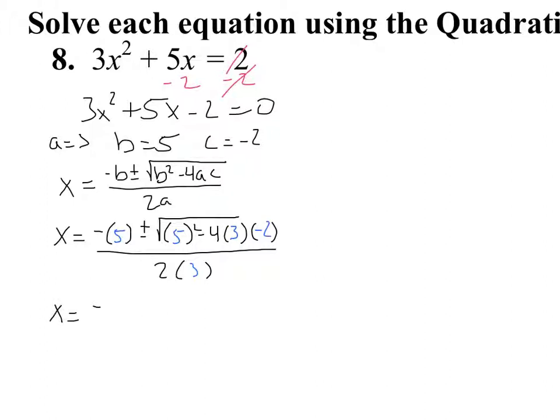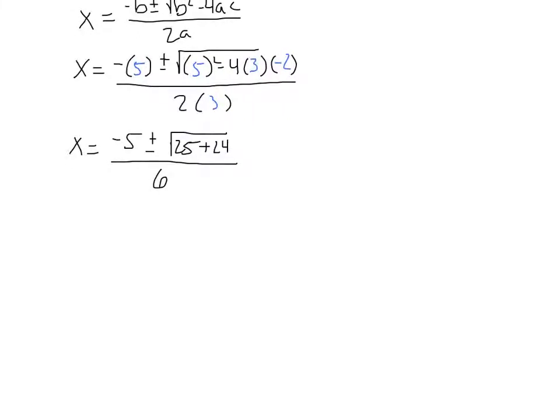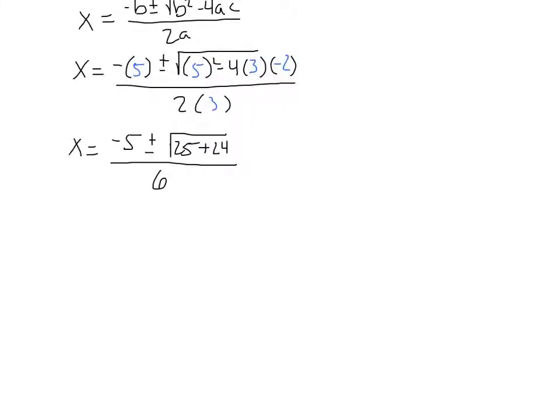X equals, we have -5 plus and minus the square root of, well, 5 squared. Don't all shout it out at once. 25. -4 times 3 times -2. Positive 24. All over 6. Okay? So we now have this. All right, great. What do we do next?